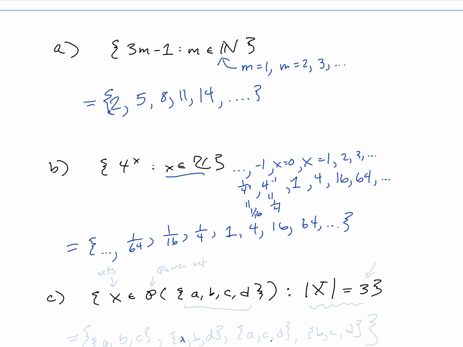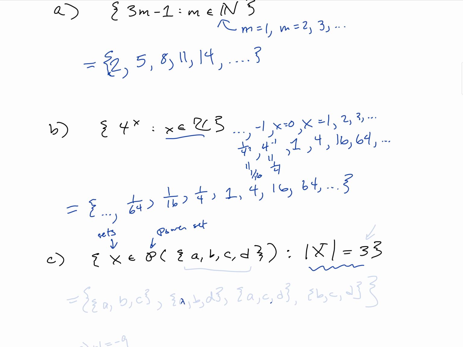Okay, now this is x in the power set of the set containing a, b, c, and d, such that the cardinality of x is equal to 3. So remember, this is power set. That's the set of all possible subsets, such that the cardinality of x is equal to 3. So the things that we are interested in, these elements will themselves be sets because they're elements of the power set, the set of all possible subsets, where the number of elements in the set is 3.